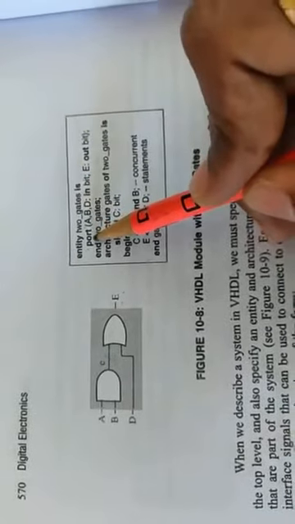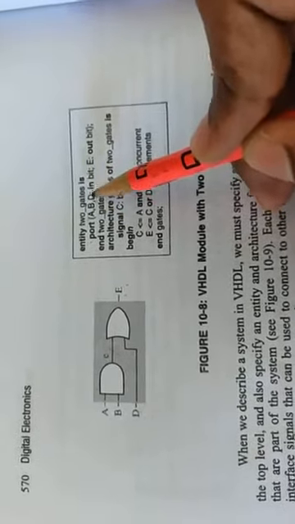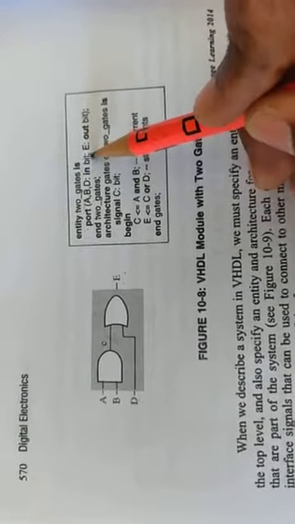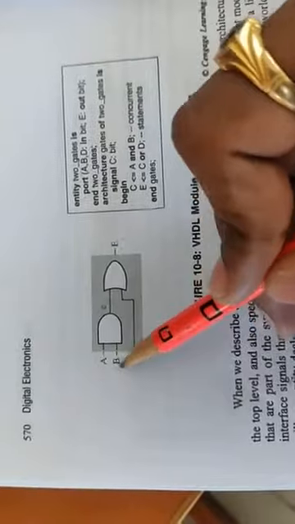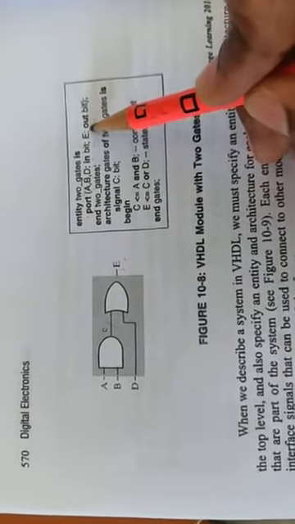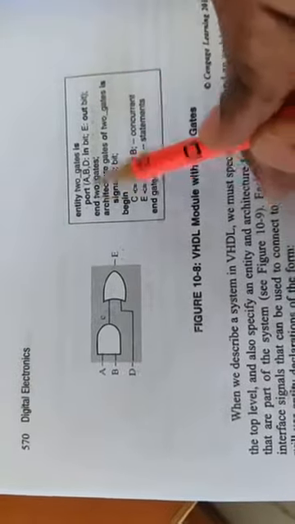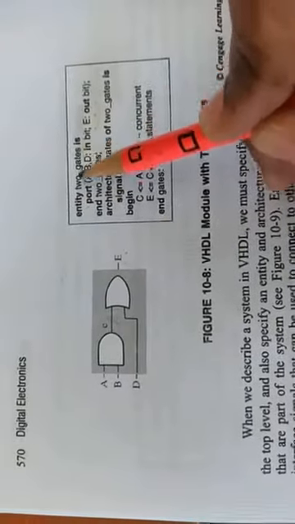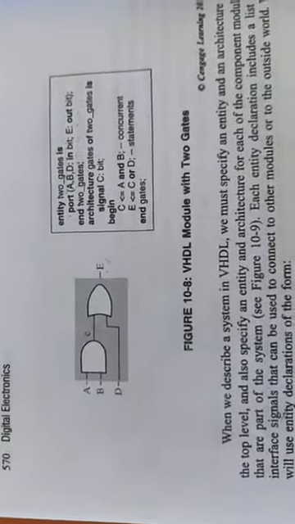Port, open the brackets, A, B, D, colon. A, B, D are the inputs here. Colon, in refers to input, bit, semicolon. Why is it bit? Because we are passing the values 0, 1, 0, 1, so those are bits. Bit, semicolon, E, colon, out, bit. E is an output, bit. Close, semicolon, end two gates. So you are ending the entity. End two gates. Similarly, same as it is, you are supposed to write like this.